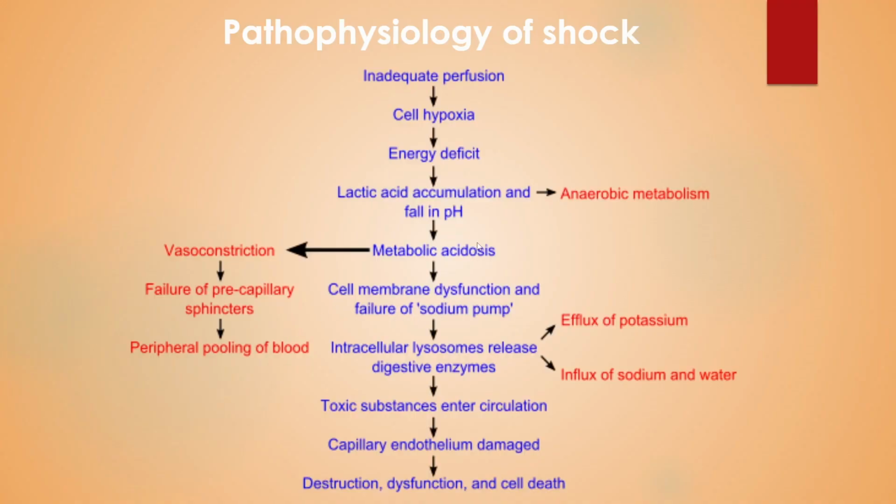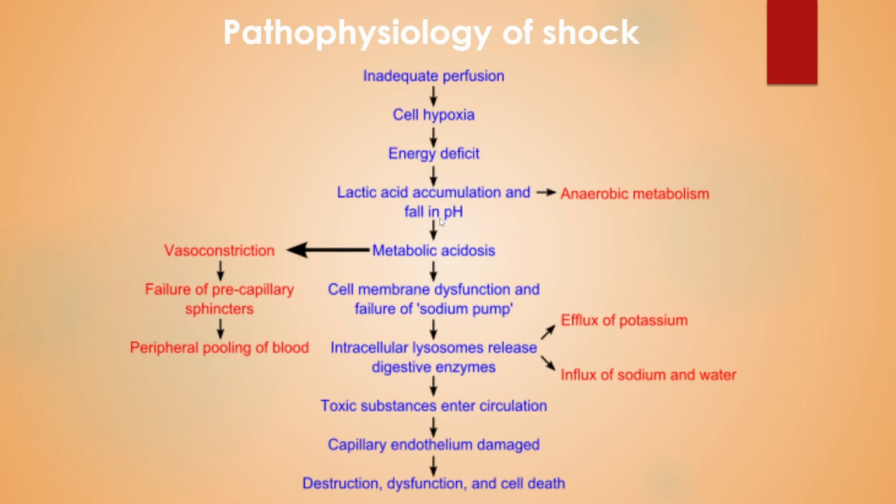Pathophysiology of shock. First of all, due to inadequate perfusion, there will be decreased arterial blood flow to the extremities. There will be cell hypoxia. Cell hypoxia is the condition where the oxygen demand exceeds the oxygen supply. This leads to energy deficit, lactic acid accumulation, and a decrease in pH values, leading to anaerobic metabolism.